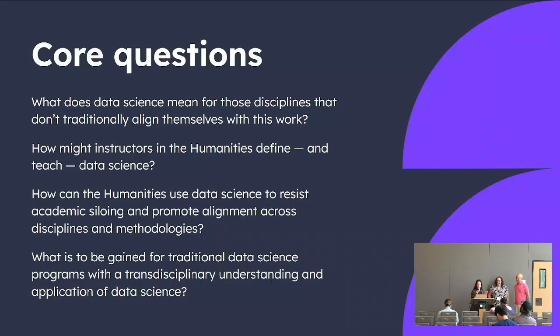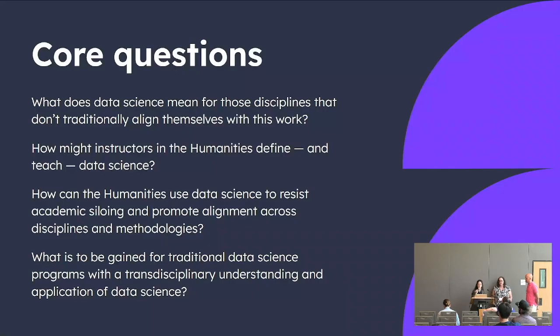But you can consider, what does data science mean for those disciplines that don't traditionally align themselves with this work? For me, for instance, my background is in English literature education, so teaching 12th grade Shakespeare. And so how did I end up in data science? Not sure. And how might instructors in the humanities define and teach data science?